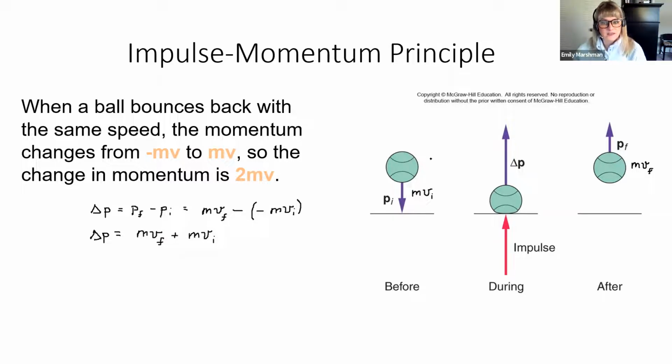And this is showing that if the final speed and the initial speed are the same, if it's moving down at 10 meters per second and then it bounces back up at 10 meters per second, the final and the initial are the same, so I don't have to differentiate between them. And the change in momentum here is going to be, I just sum these up, 2 times the mass of the tennis ball times its velocity. So the key thing with momentum and impulse is that they are vectors, so don't forget to take into account the sign or the direction of the momentum.